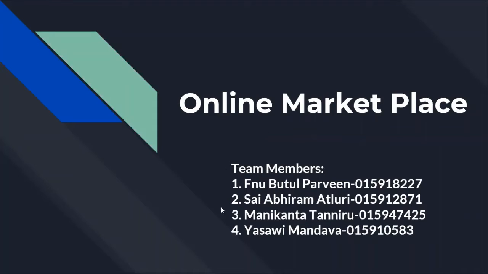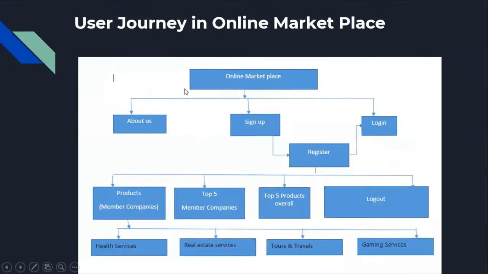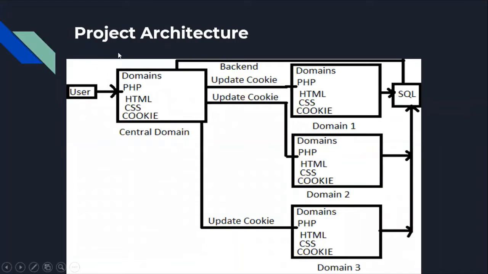In our team, we are 4 members. Myself, Butul Parvin, I am going to tell about the online marketplace. In our project architecture, we can see one central domain, because we are using the central domain as one of our team's websites, that is Abhiram's website. And the other 3 websites are the other 3 team members' websites.